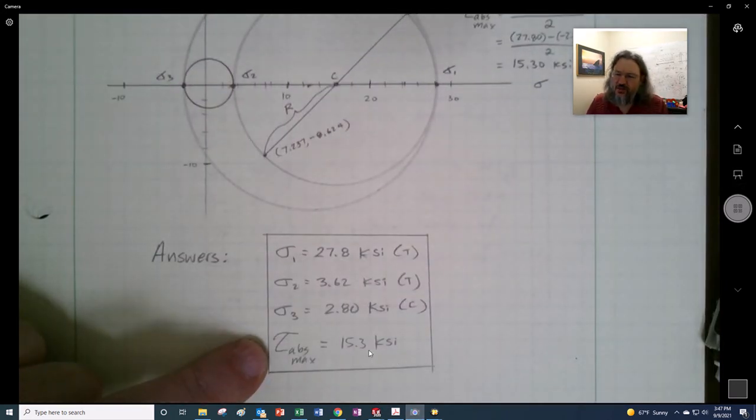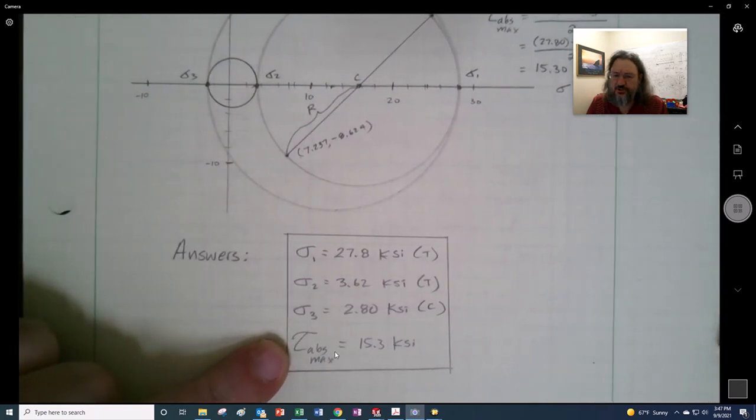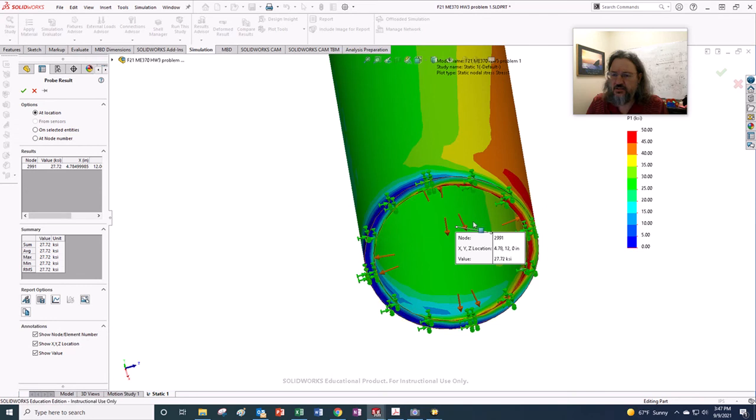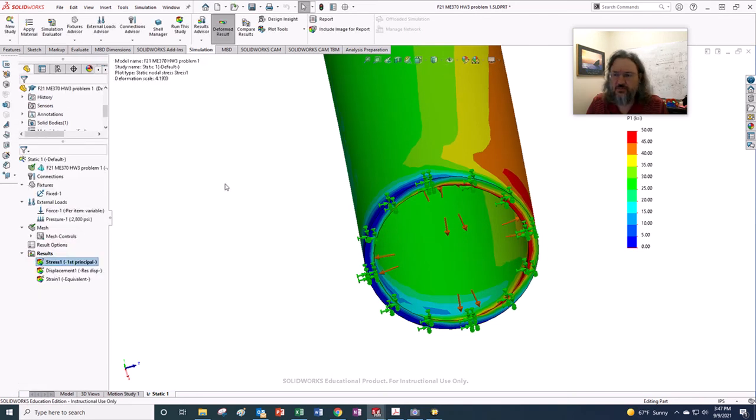Unfortunately, I don't think there's a way to get absolute maximum shear out of SOLIDWORKS Simulation. I know in ANSYS one of the outputs is something called Tresca, which is another name for the maximum shear stress theory stress, which is the absolute maximum shear. But these are pretty good confirming results.